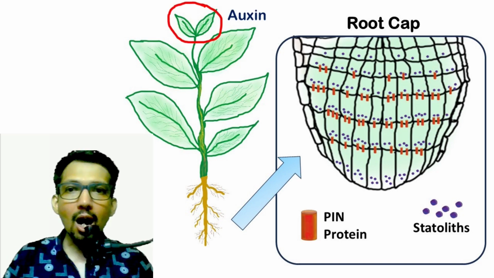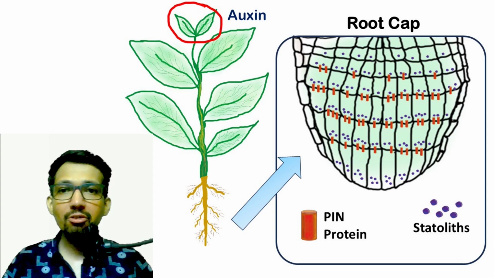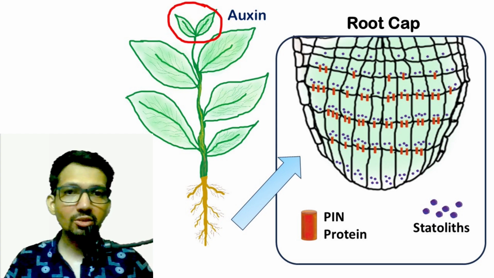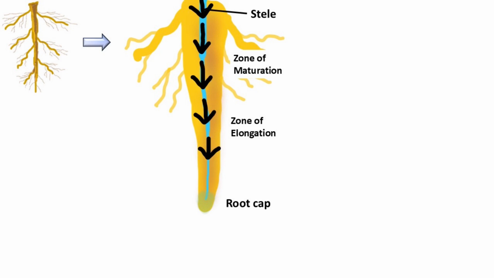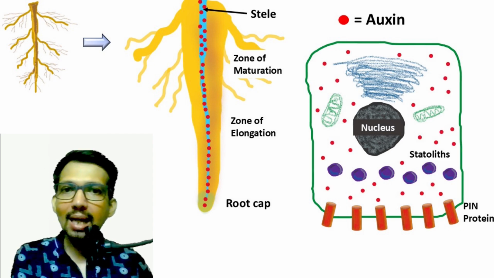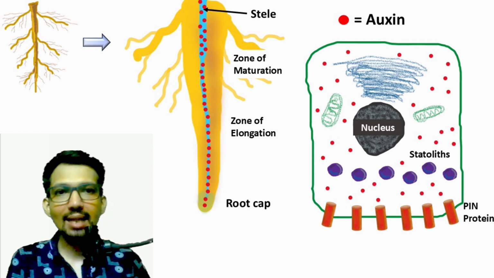Now the plant hormone auxin is usually made by the young leaves growing on the top of the plant, and from the central vascular cylinder known as stele, the auxin reaches the cells of the root cap. Auxin is then transported outside from the root cap cells via PIN proteins, which are located in the cell membrane.